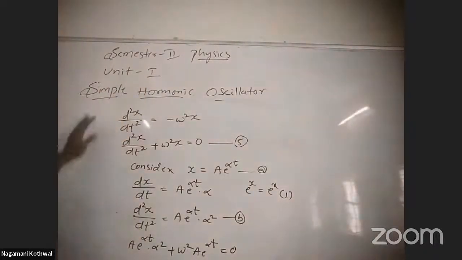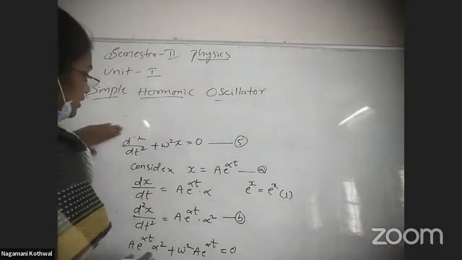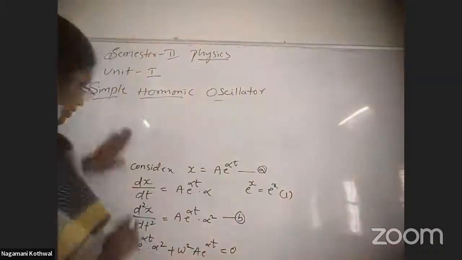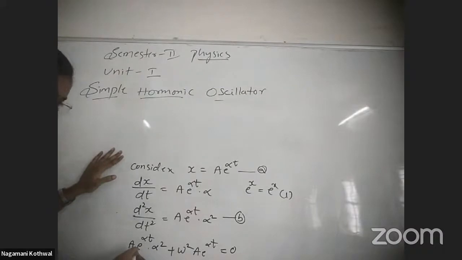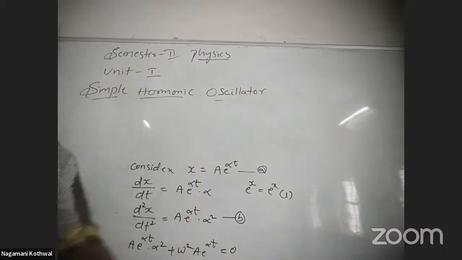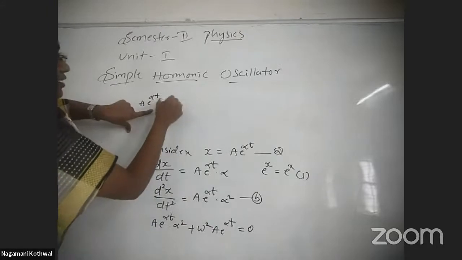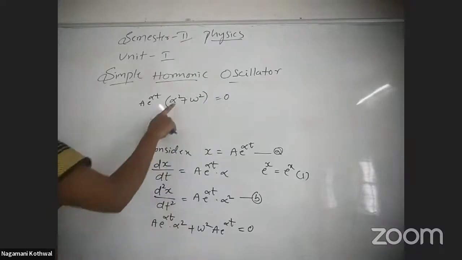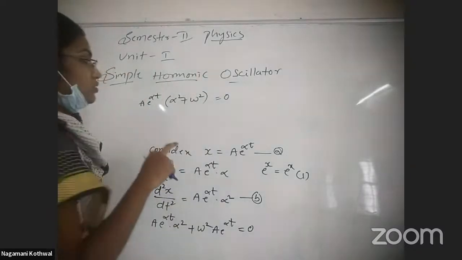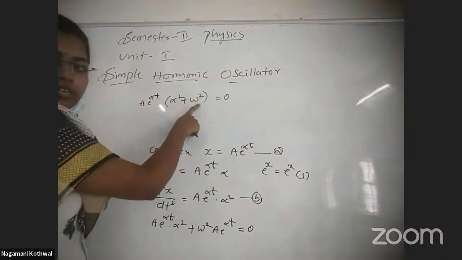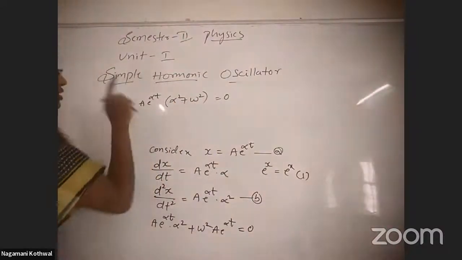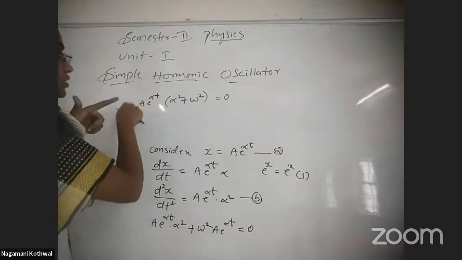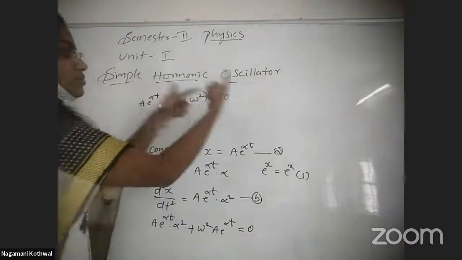Clear? I am writing the equation here. See, from this you can take common a e raised to alpha t. Take a e raised to alpha t common. What will you get? Alpha square plus omega square is equal to 0. Here a e raised to alpha t cannot be equal to 0. Alpha is a constant and omega is a frequency. Frequency cannot be equal to 0 in a simple harmonic oscillator. Then which term should be equal to 0? This constant term. So take this and bring it to this side.